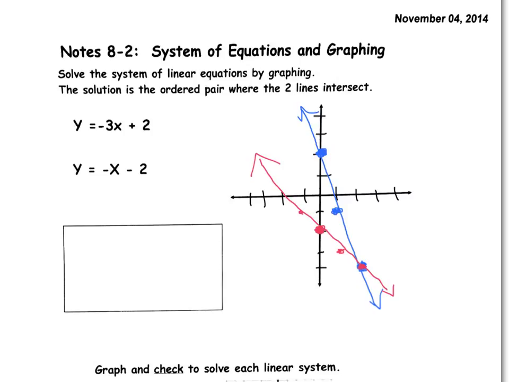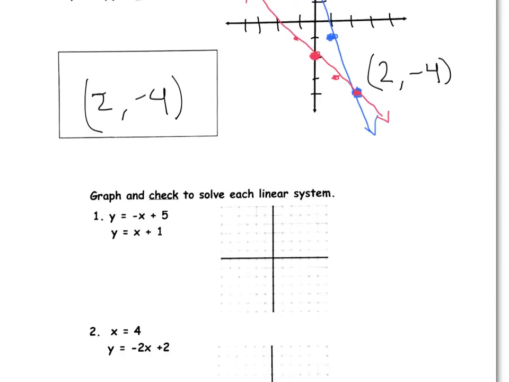You can see here now clearly where the lines intersect, and the solution is that coordinate. The coordinate is 2, then 1, 2, 3, 4, so 2, negative 4. So the solution to this problem is 2, negative 4. And that's my answer. This is what you would put: 2, negative 4. That would be your solution. And that's it.